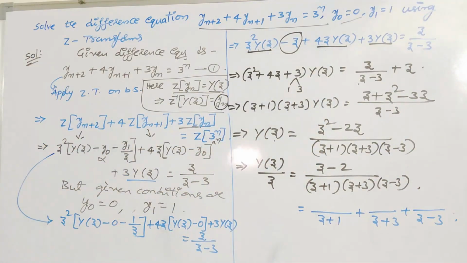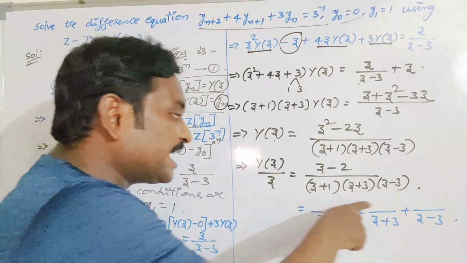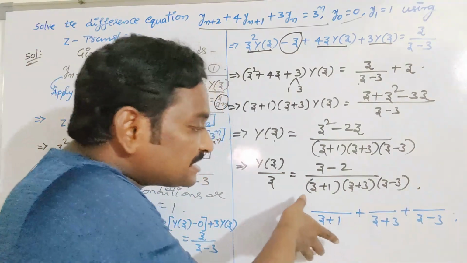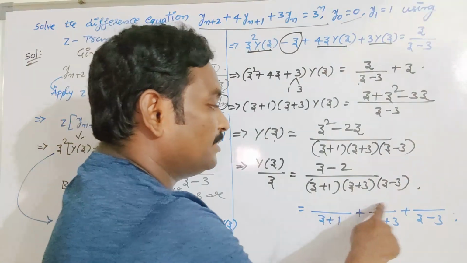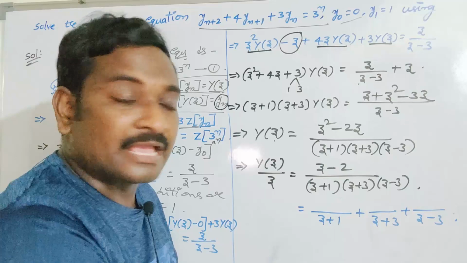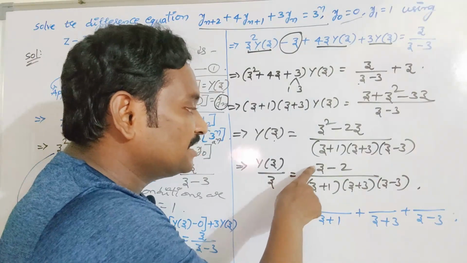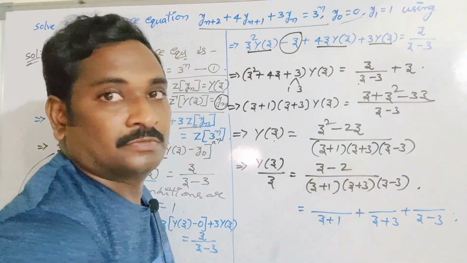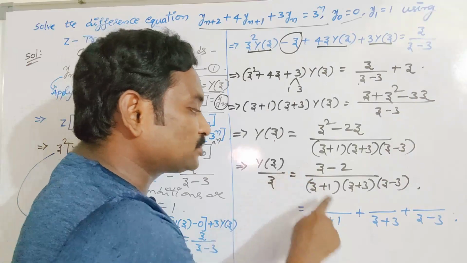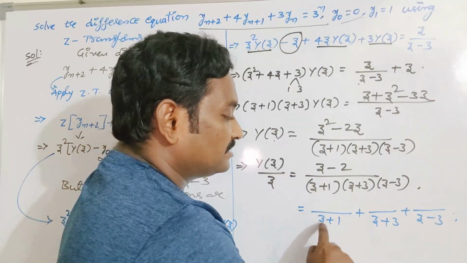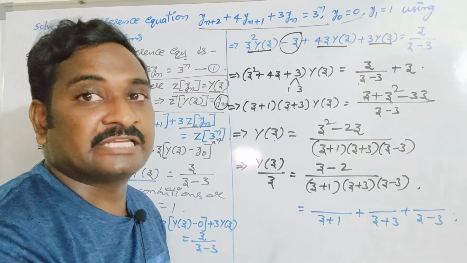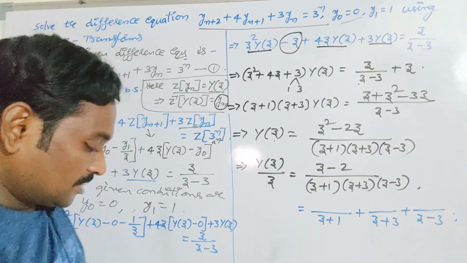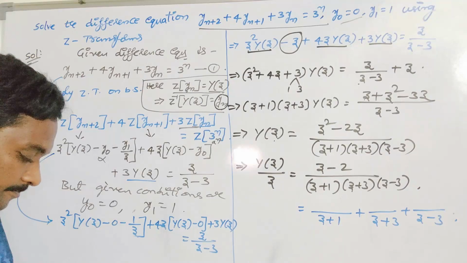I am using a direct technique here to get the values of numerators a, b, c. If you do not understand this direct method, you can write a, b, c in detail. After that take the LCM and equate the numerators. Here the numerator is z minus 2. You have to equate this z minus 2 with the numerator of z plus 1 into z plus 3 into z minus 3, which is discussed in our intermediate stage. Here I will write the direct values.